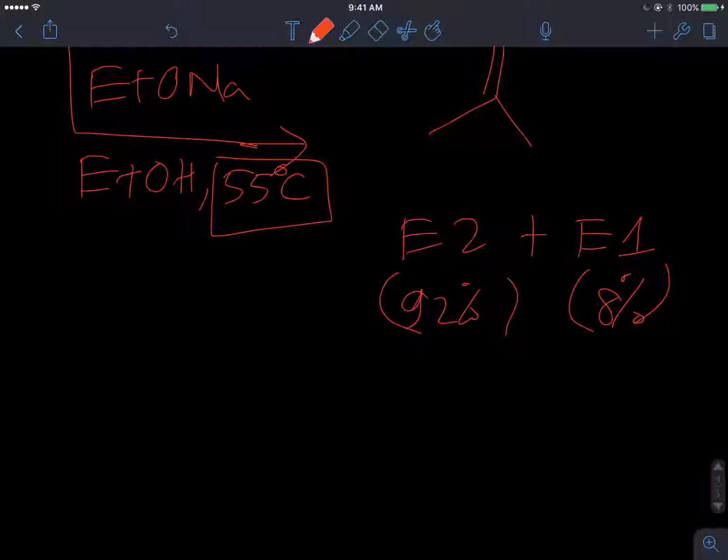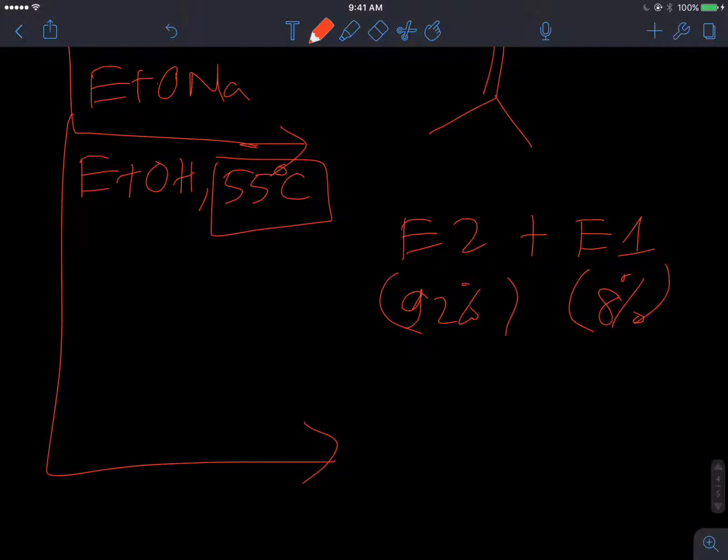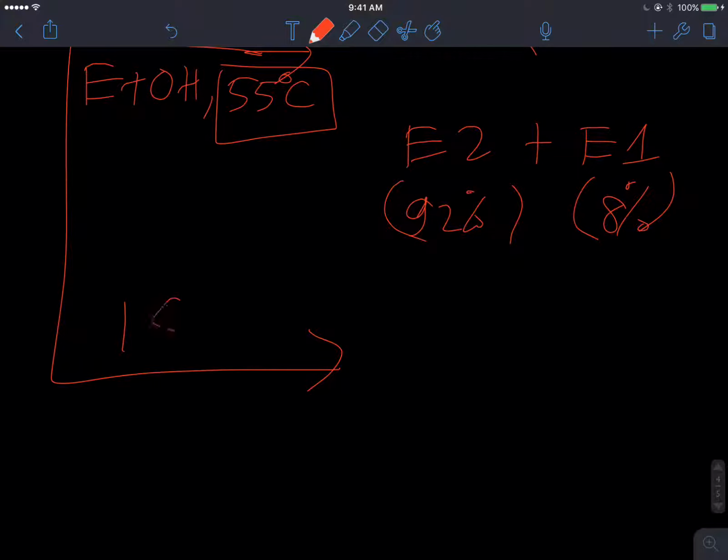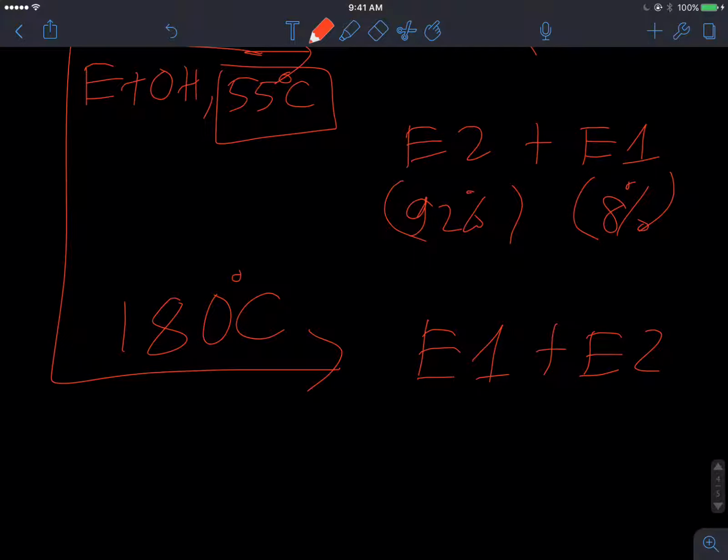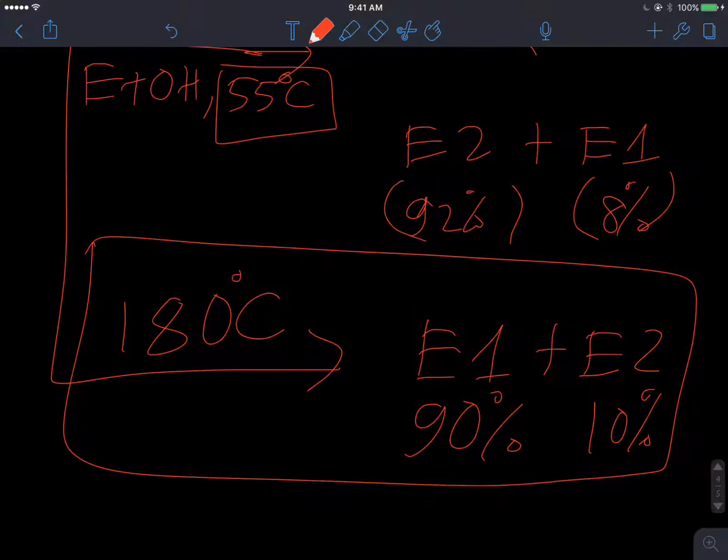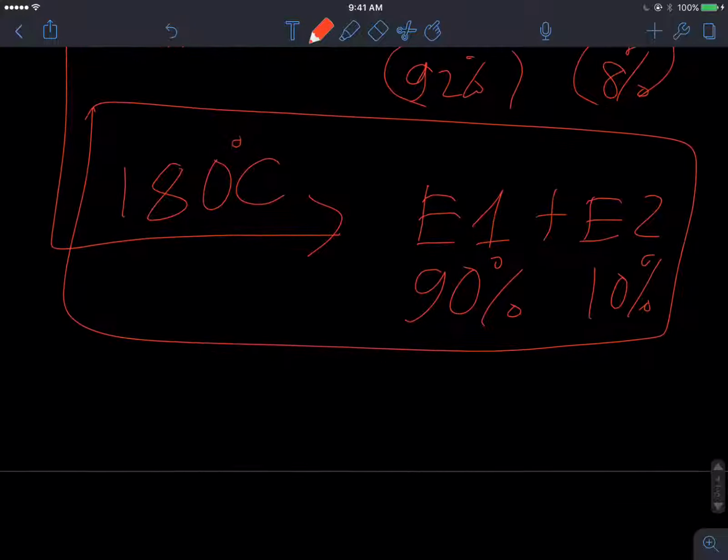Right? And what if we use very high heat, 200 Celsius degrees, or maybe I put 180 Celsius degrees. So E1 is going to switch with E2. E1 will be the major one, sometimes 90%, and 10% E2. But this case is very rare. Nobody wants a lot of heat in the reaction.